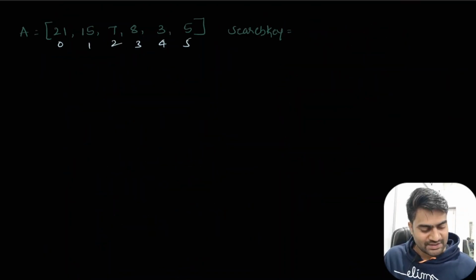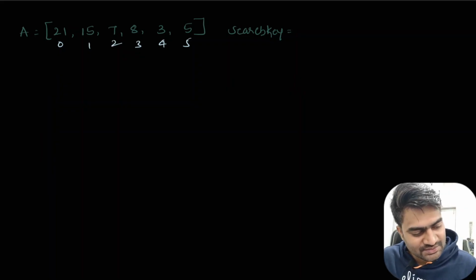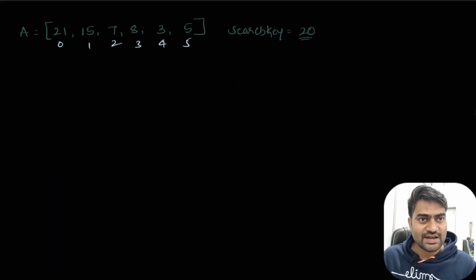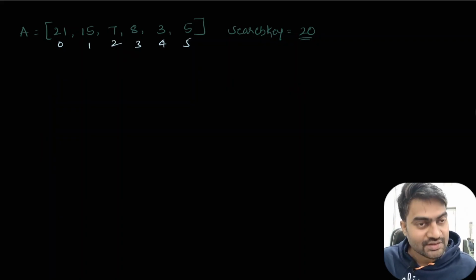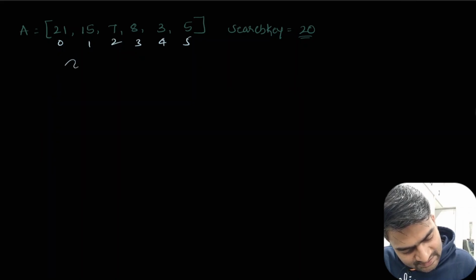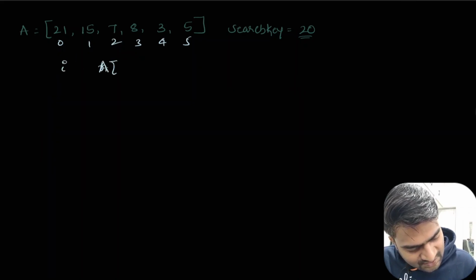Let's look into a negative scenario where a number does not exist in the array. So let's assume our search key is 20, which is not there in the array. So in that case, how does our code execute? So let us take i, and this will be a of i.